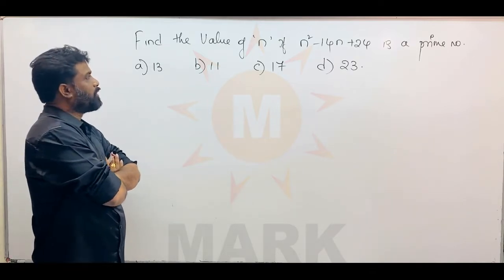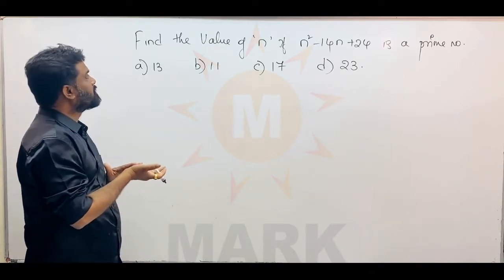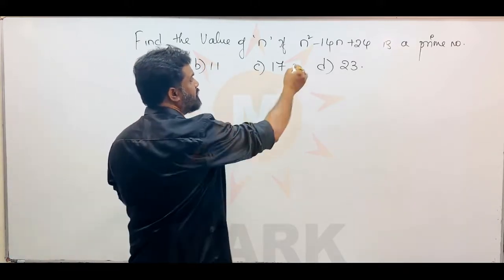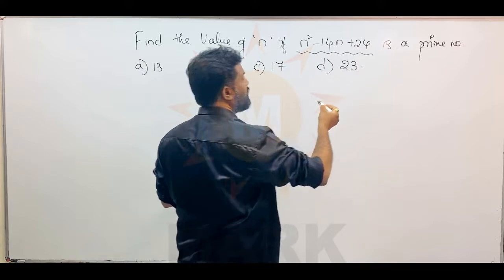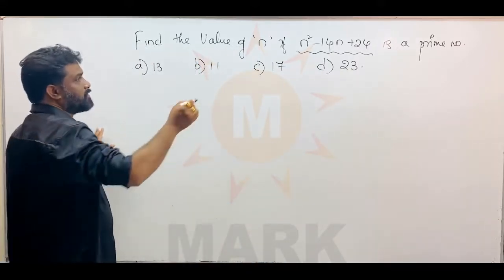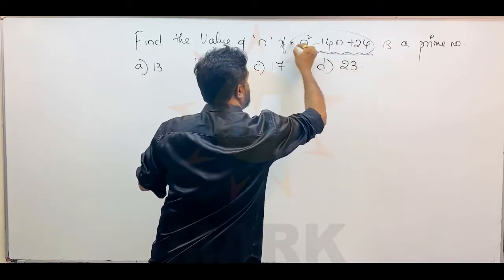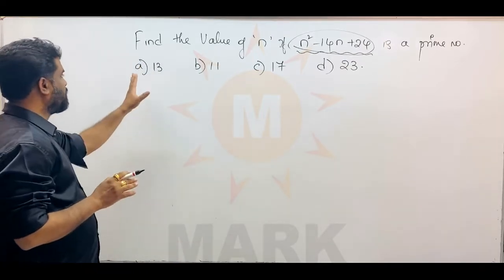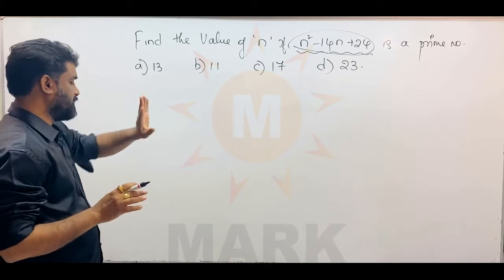Friends, let us have a look at this question which is based on prime numbers. Find the value of n if n square minus 14n plus 24 is a prime number. So this whole number is a prime number and he is asking what is the value of n. Okay, the options given are 13, 11, 17 and 23.